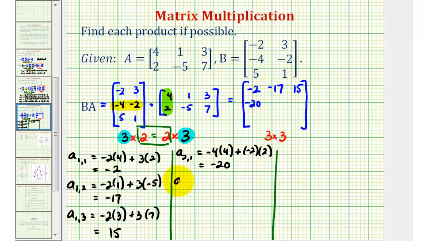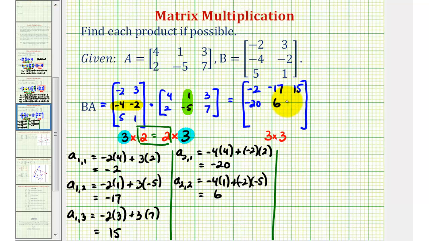Next we have row 2, column 2. So we'll use row 2 from the first matrix and column 2 from the second matrix. So we have negative 4 times 1 plus negative 2 times negative 5, which would be negative 4 plus 10, or positive 6.